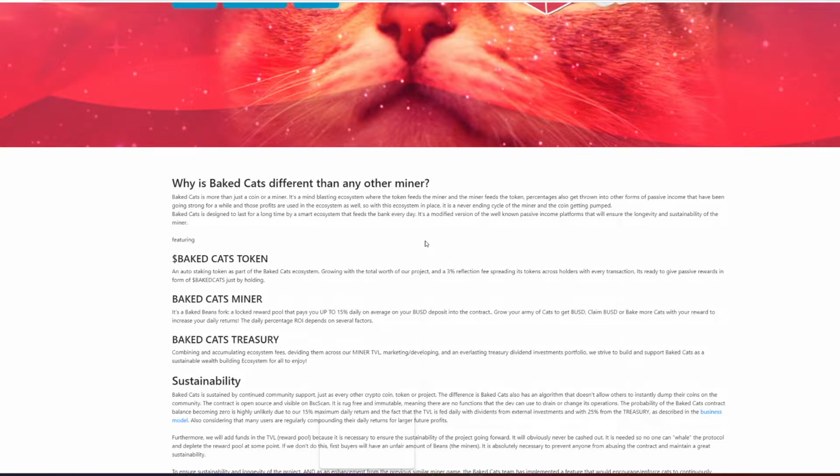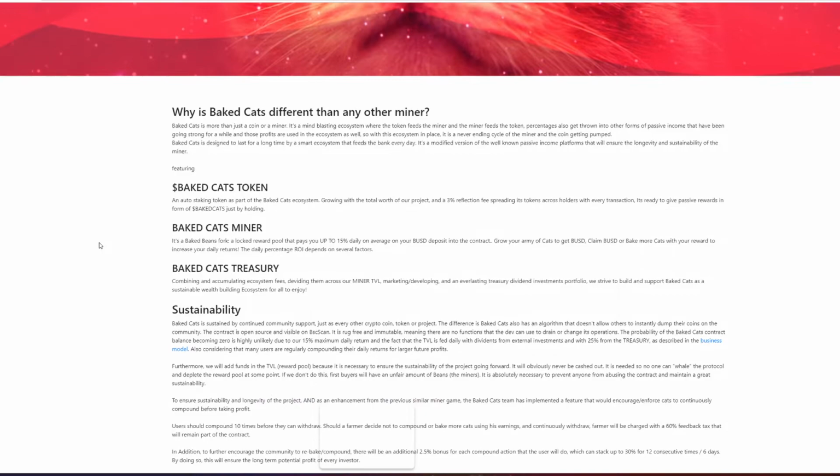So with this ecosystem in place, it's a never-ending cycle of the miner feeding the coin and the coin getting pumped. Baked Cat is designed to last for a long time by a smart ecosystem that feeds the bank every day. It's a modified version of the well-known passive income platforms that will ensure longevity and sustainability of the miner.